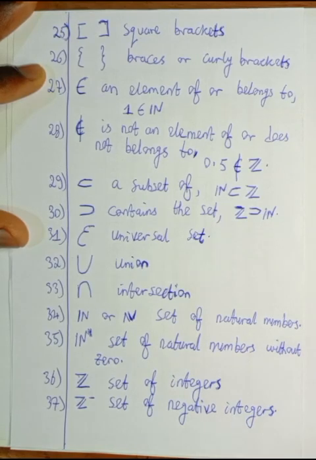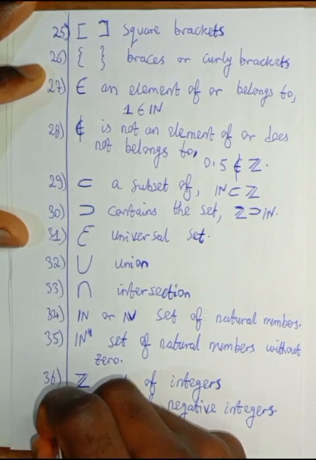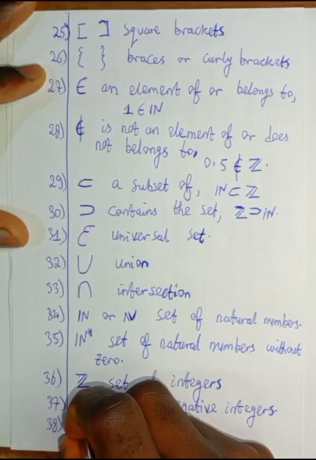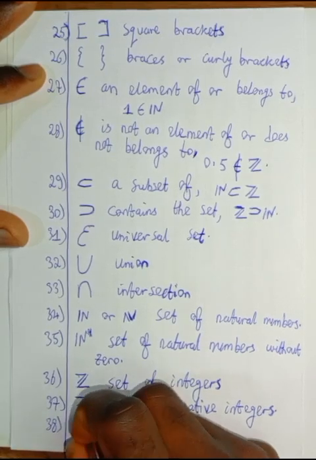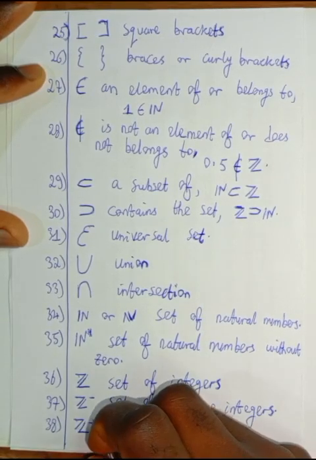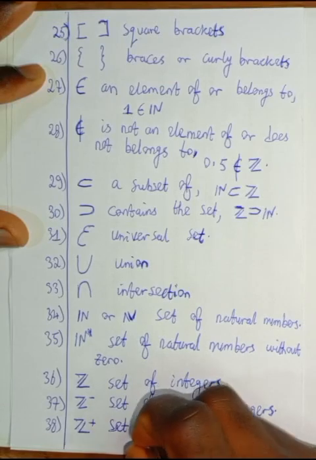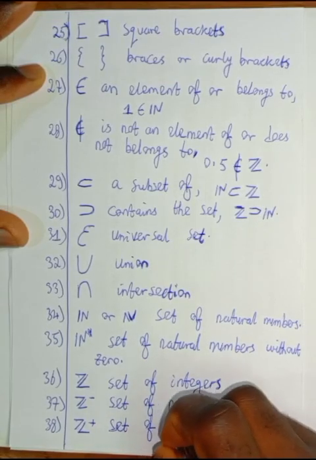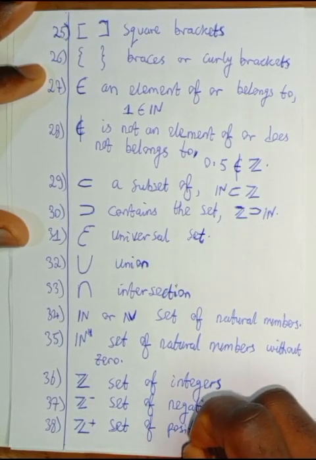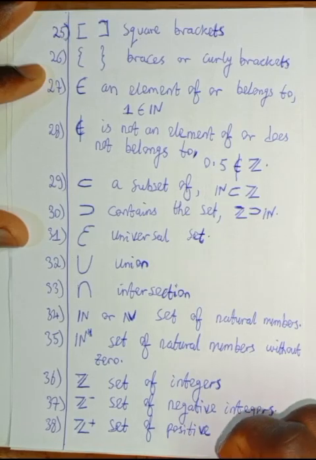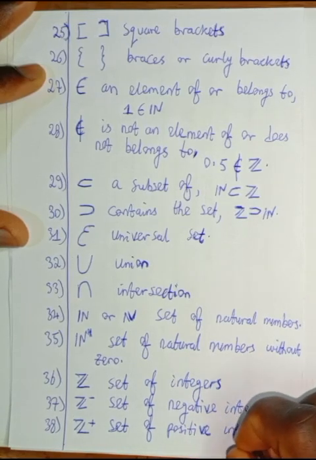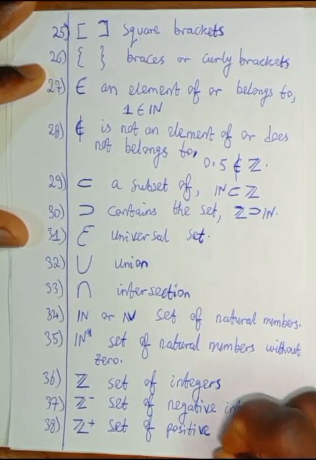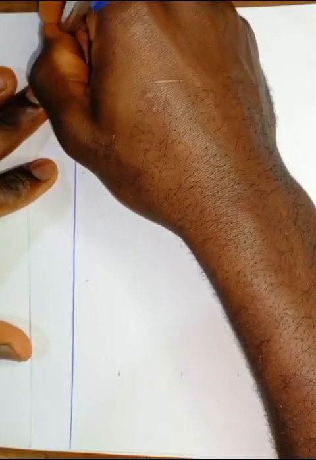It's the set of negative whole numbers. We go to 38. We have Z plus, which stands for the set of positive whole numbers, the same as the set of positive integers. We go to 39.